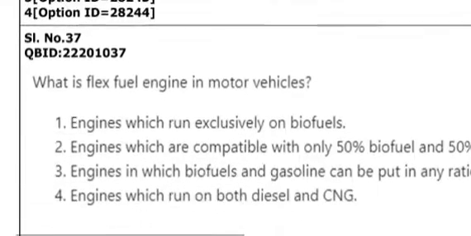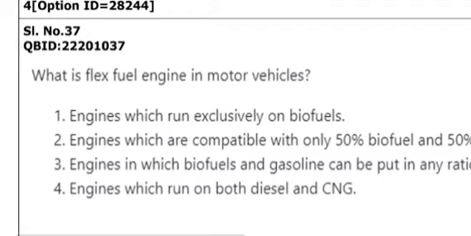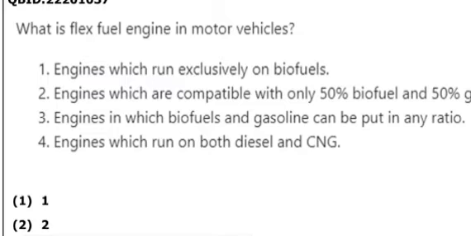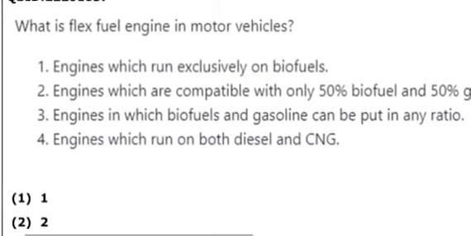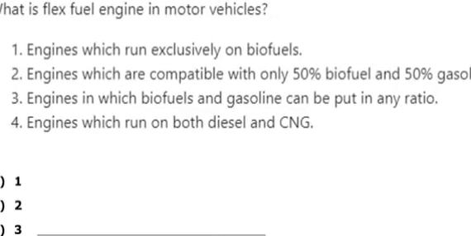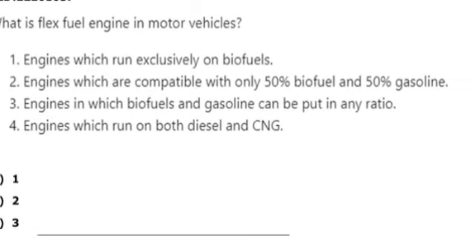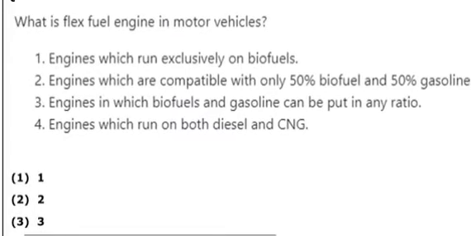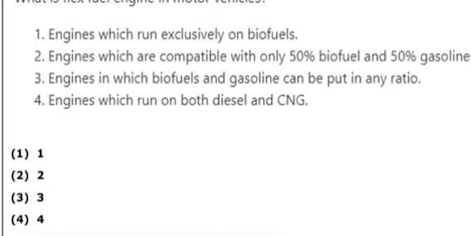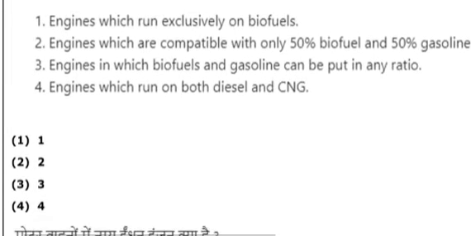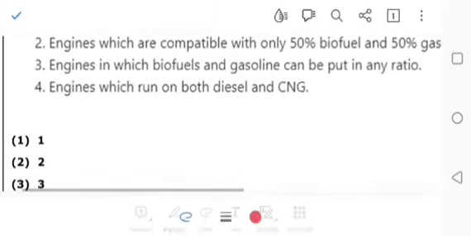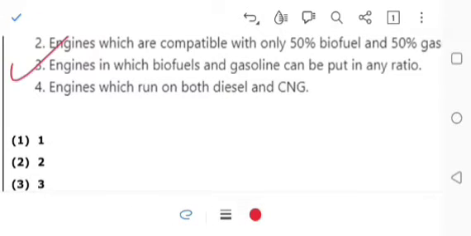Then next, 37: what is a flex fuel engine in a motor vehicle? Engines which run exclusively on biofuels; engines which are compatible with only 50% biofuel and 50% gasoline; engines in which biofuels and gasoline can be put in any ratio; engines which run on both diesel and CNG. For 37, the correct option will be number C: engines in which biofuels and gasoline can be put in any ratio.